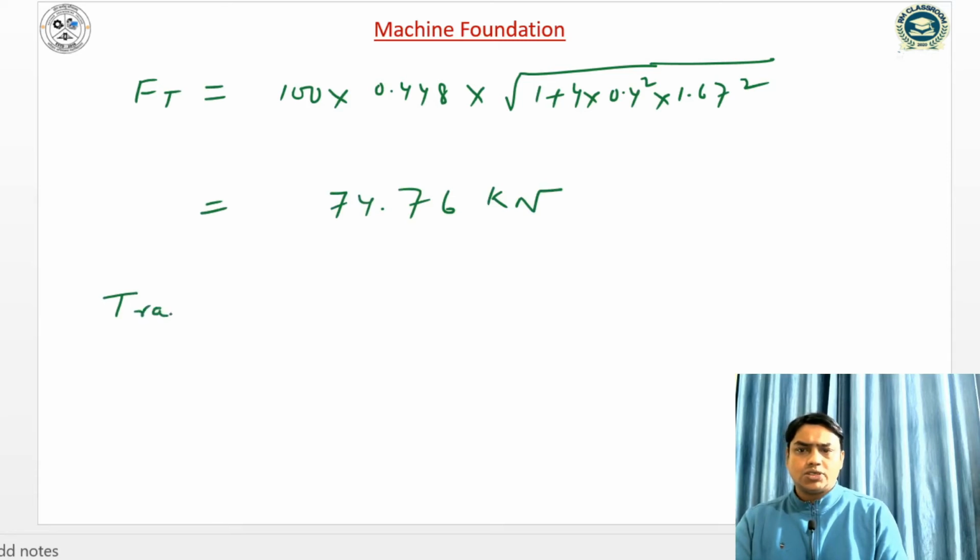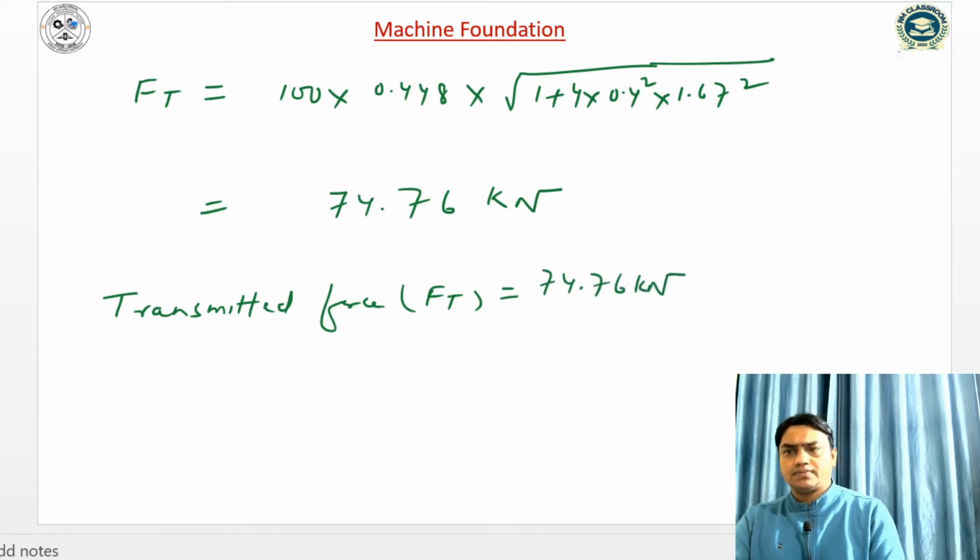So the transmitted force Ft is equal to 74.76 kilonewton.